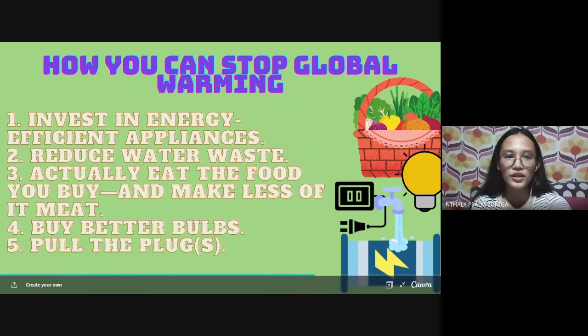Fourth, we have buy better bulbs. LED light bulbs use up to 80% less energy than conventional incandescent bulbs. They're also cheaper in the long run. A 10-watt LED that replaces your traditional 60-watt bulb will save you how many pesos over the light bulb's life.